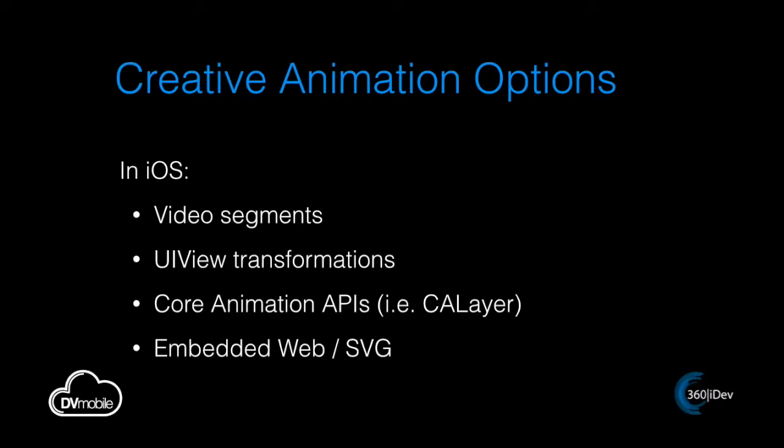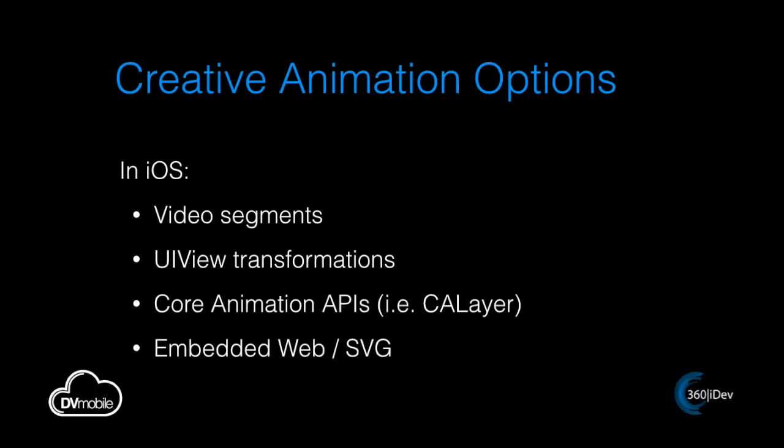All right, so we're going to change gears and talk a little bit about creative animation and a little bit of the experience that we've had there and lessons learned. I'm going to talk a little bit about iOS. Actually, I'm running out of time, so we're going to move through this really quick. You had lots of options in iOS for animation. You could do video segments. So you saw some of the animation we did on the phone actually was using segments of video.